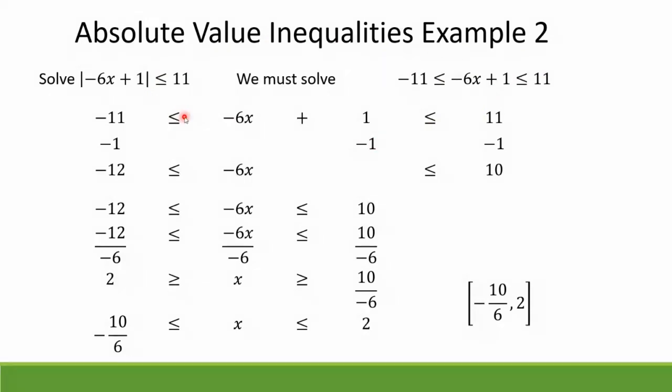And what do we do? We get x all alone. So we subtract 1 from each side, right? We want to get x all alone. We're getting the 1 out of there. We subtract 1 from each side. We get negative 6x is less than or equal to 10, and greater than or equal to negative 12, as you can see.